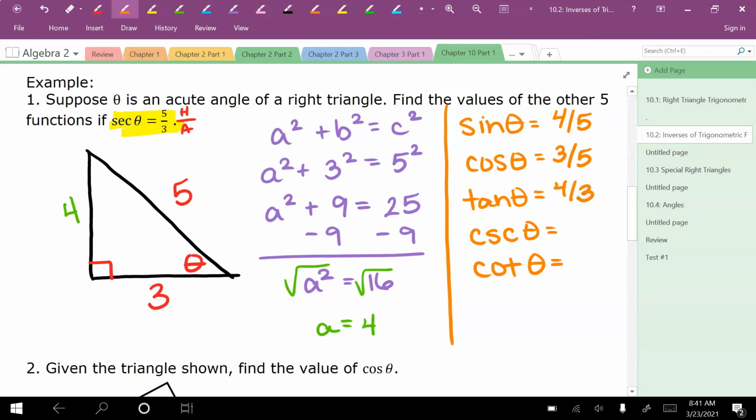Can you guys tell me what cosecant would be? Good, 5 over 4. And how about cotangent? Good, 3 over 4. Okay, and you can either be using the definitions I gave you earlier for that, or if you know that cotangent is the reciprocal of tangent, just take your tangent fraction and flip it upside down to find your inverse.